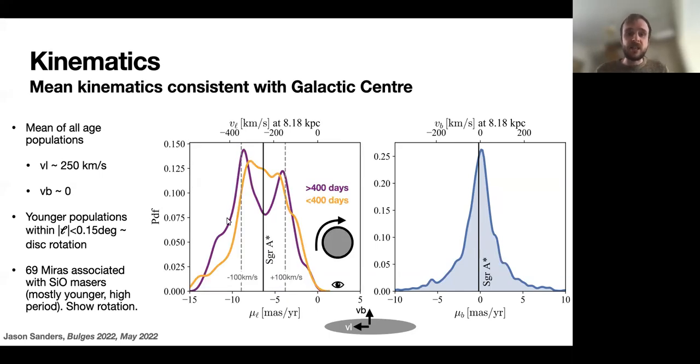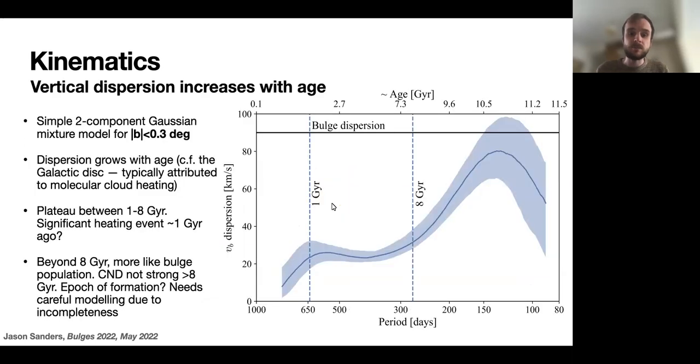Also, if we just select stars that have long periods, so longer than 400 days, you can clearly see a double peak structure in the in-plane proper motions, which is probably a signature of the rotation of the population, that we're seeing both the front and the back side of the nuclear stellar disk. And we just don't see that in the shorter period stars, possibly because there's bar bulge contaminants, or possibly just because they're a hotter population.